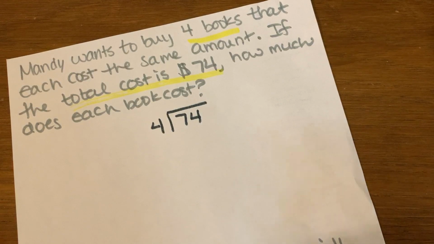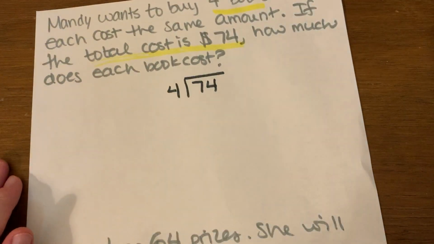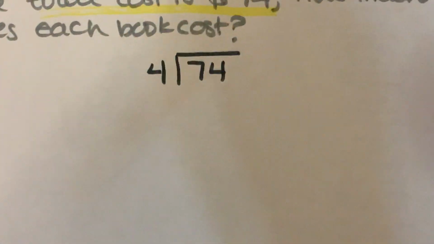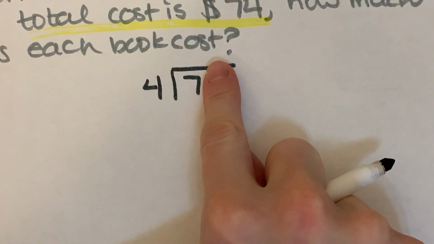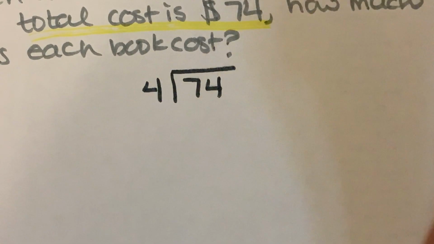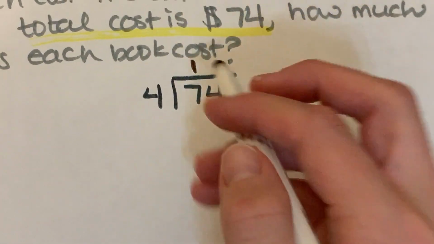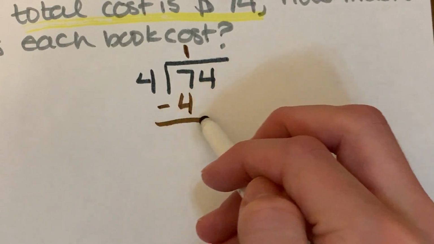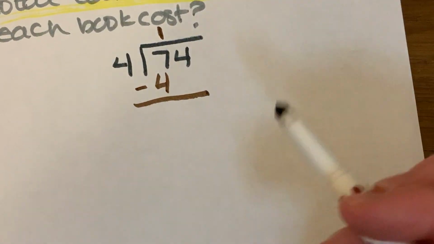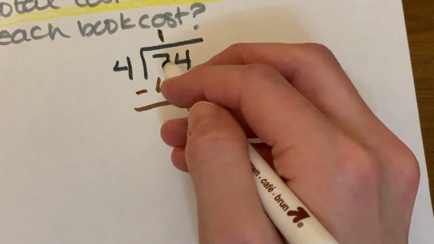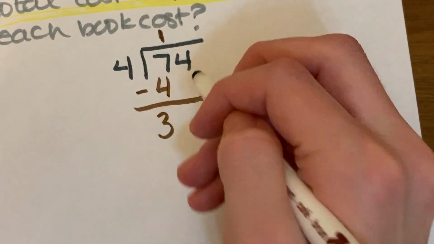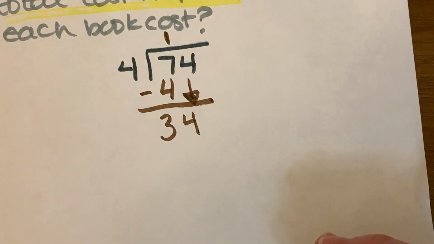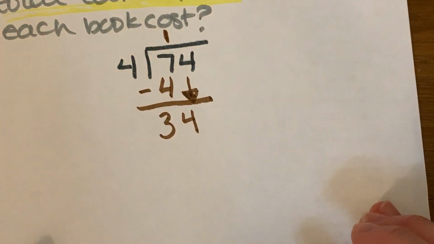All right. So 4 goes into 7 one time, because 4 times 2 would be too much. I'm going to take away my 4. Okay? 4 times 1, 7 take away 4 gives me 3. Next, I'm going to bring down my 4. 4 times what gives me 34?